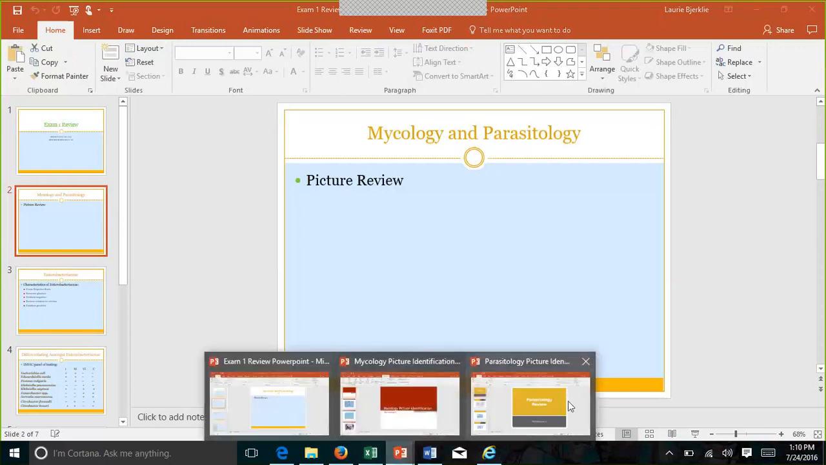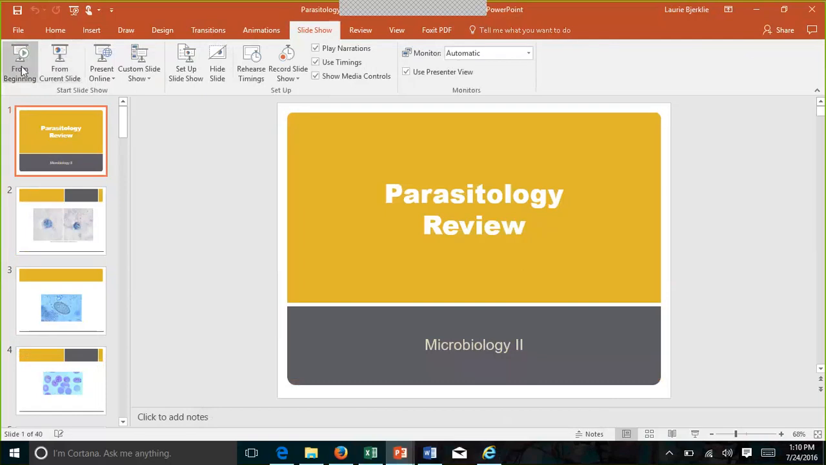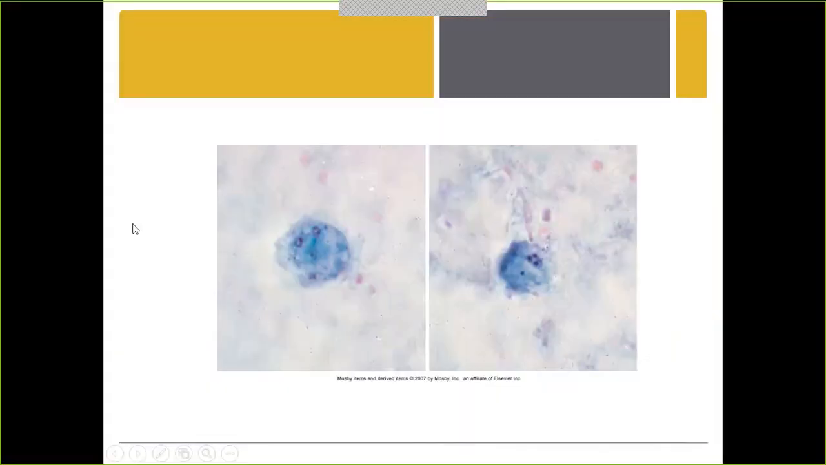So we're into week 2. We're going to do the same thing, pause it, so you can try to identify it yourself without looking. All right, so the very first thing we come to is Dientamoeba fragilis. It is technically a flagellate, but it looks like an amoeba because it's kind of blobby-like. So this is Dientamoeba fragilis.